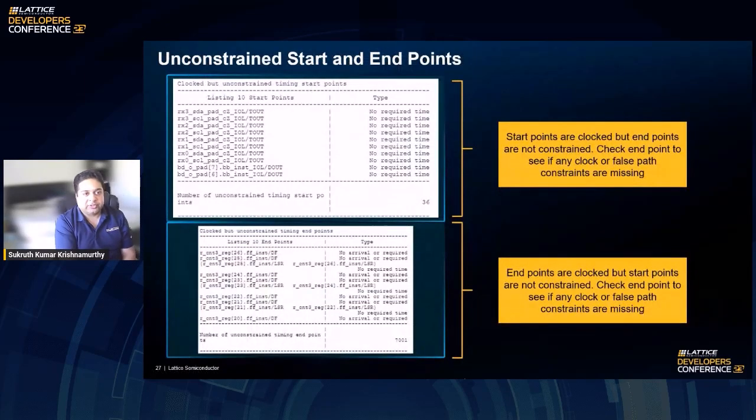We also have a section which covers unconstrained start and endpoints. If you look at this section and you see some unconstrained timing start points, it means that these registers are clocked, but the endpoints are not constrained. If you see some of the paths listed here, you will have to go and see if there are any clock or false path constraints that are missing. Another section also says there are clocked but unconstrained timing endpoints. In this case, if you see some of the registers listed, this means that the endpoints are either not false pathed or don't have any clock constraints listed.